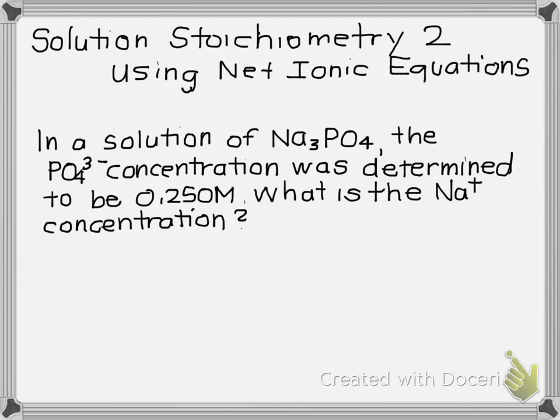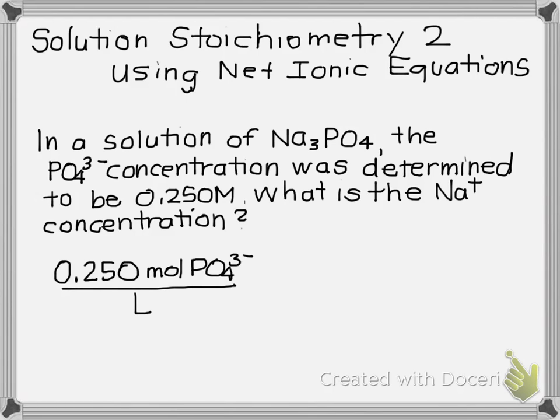So in this case, we're looking at two parts of the ionic compound sodium phosphate. We're given the phosphate ion concentration and asked to find the sodium ion concentration in the same compound. So we're going to start with the concentration. We have 0.250. Now it's molar, which means it's moles of phosphate, because that's what they told us this was, per liter of solution. Now the question is asking us about the sodium ion concentration.